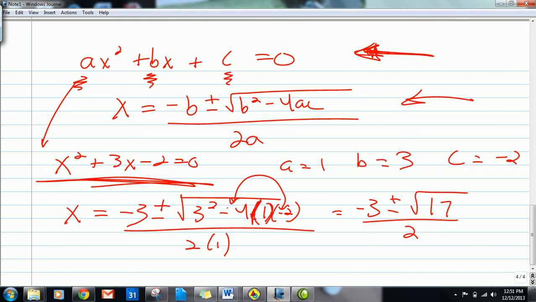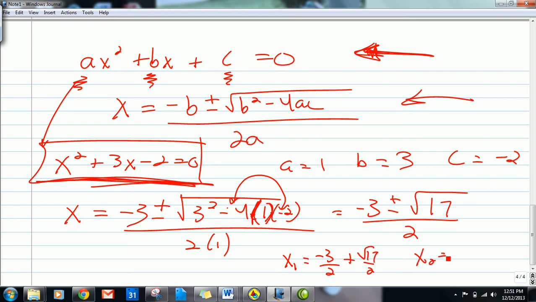So what does that mean? It means there are two solutions to that quadratic equation which can't be factored. One looks like this: I'll call the first solution negative 3 halves plus root 17 over 2. And then the other solution is negative 3 halves minus root 17 over 2. That's what that plus or minus really means. It gives us two solutions.